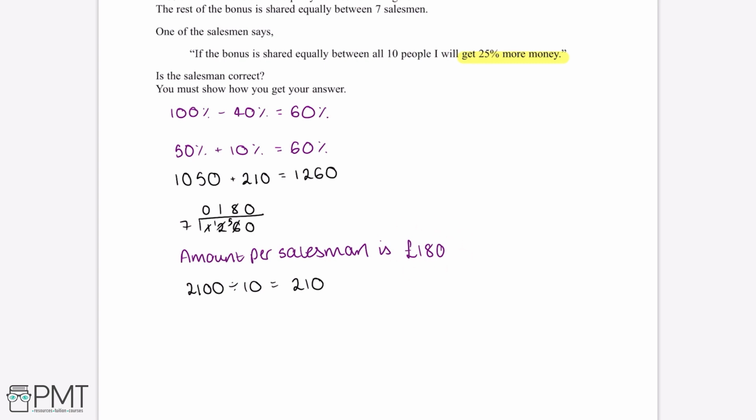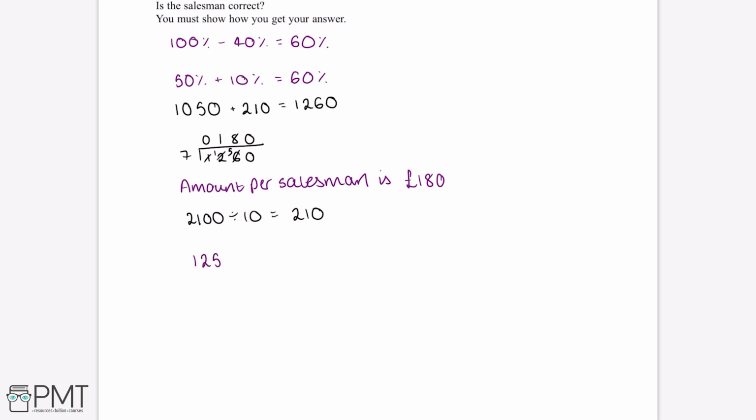125% of 180. So 125% of this value will be equal to 100% plus 25%. So 100% of the price will be £180. And then 25% of the price is the same as dividing 180 by 4, which gives us £45. And if we add these together, this gives us £225. So therefore, 25% more than 180 is £225.